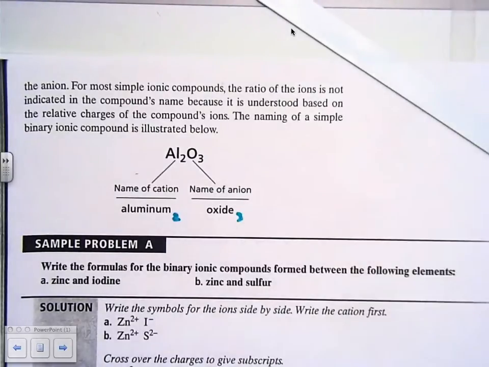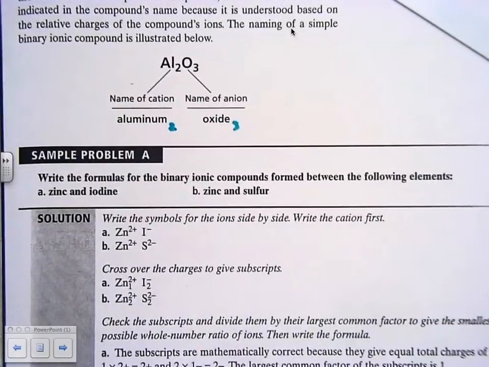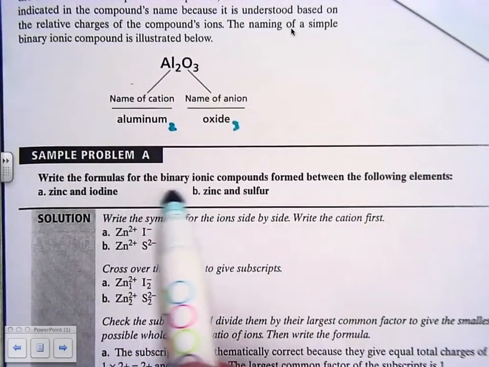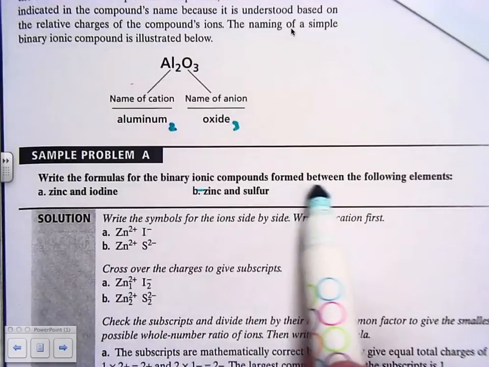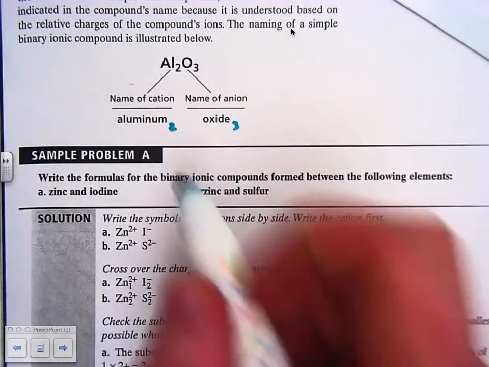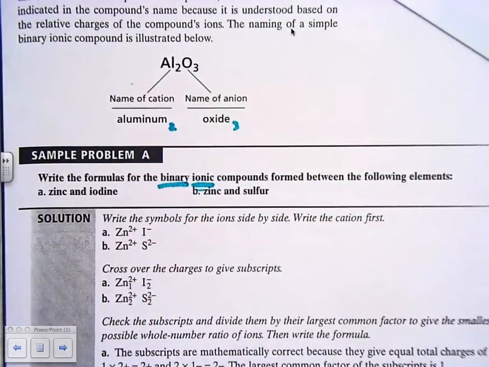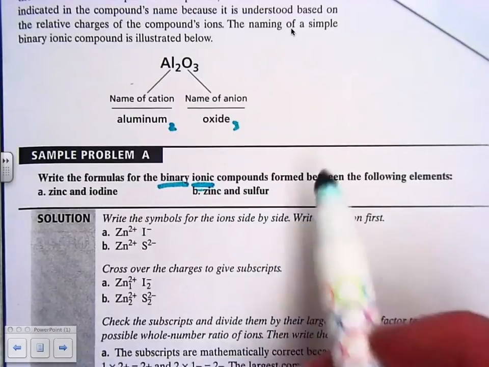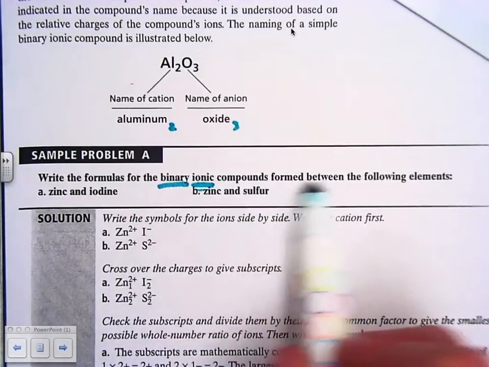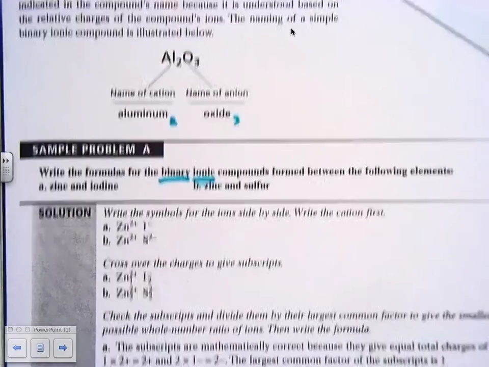All right, let's do a sample problem together. Sample problem says, write the formula for the binary ionic compounds formed between the following elements: zinc and iodine and zinc and sulfur. Binary means 2. Ionic means that they're not sharing electrons. They're trading them to form ions. And they're a compound formed between these elements. Okay? So what we'll do is we'll read through the answer, and then we'll do one of our own. Okay, here's the answer.